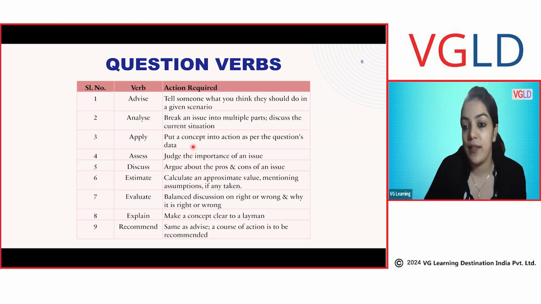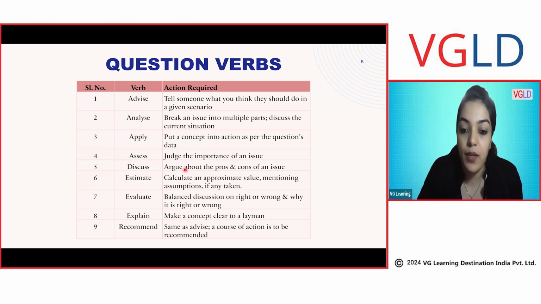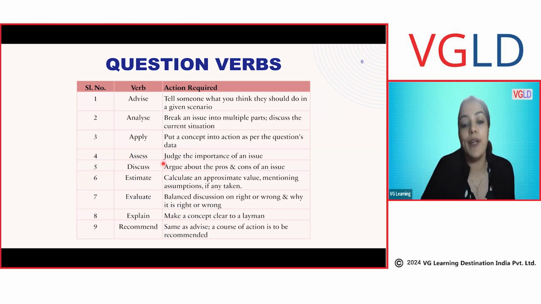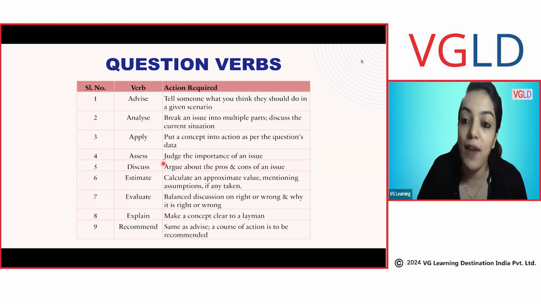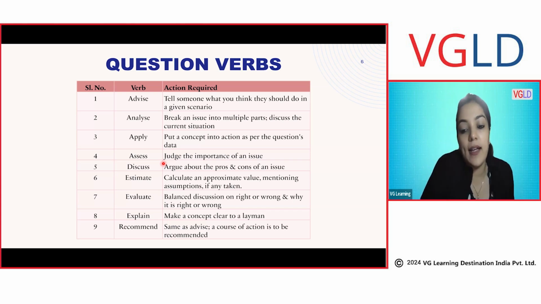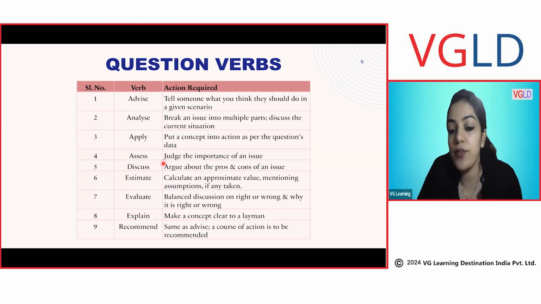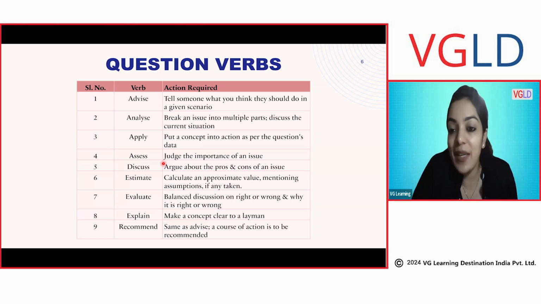Then evaluate. Evaluate is quite similar to discuss. Here also you have to talk about the right and the wrong and why something is right or wrong. And last type of verb which you should be aware of are explain and recommend. Explain is as if you are making a concept clear to a layman.